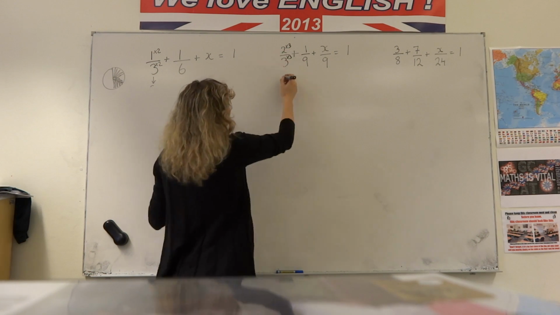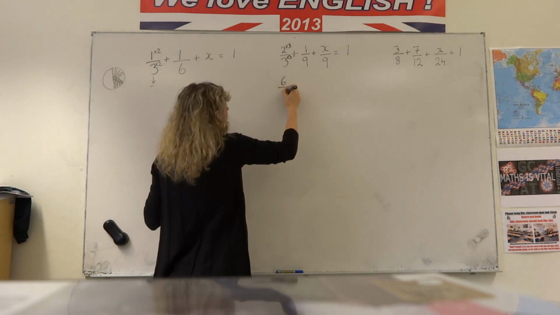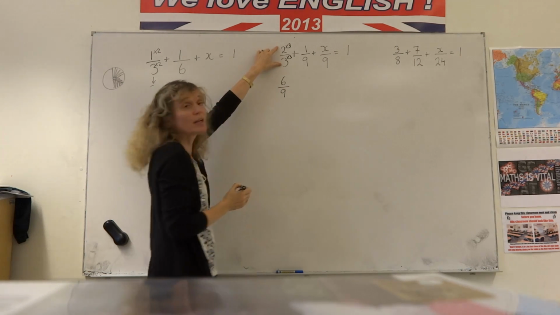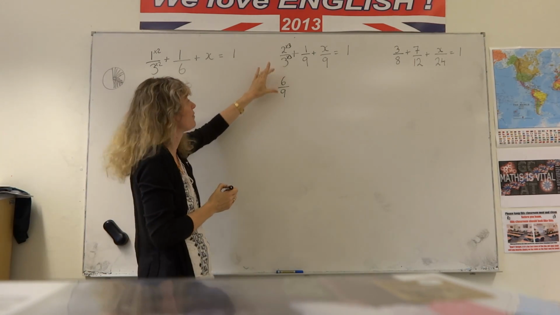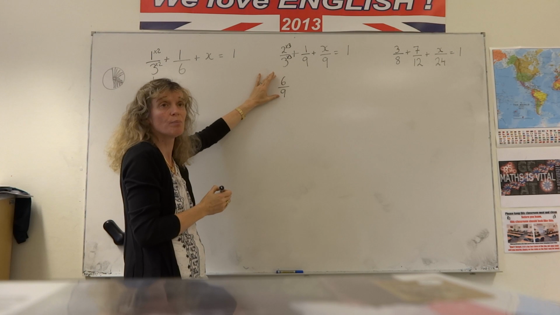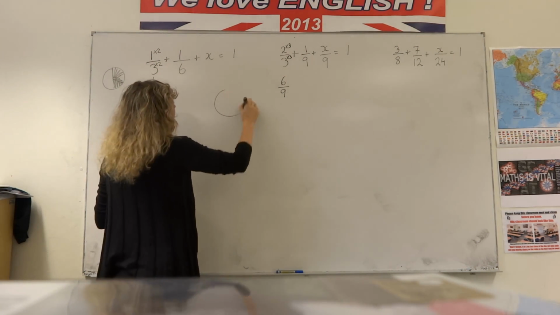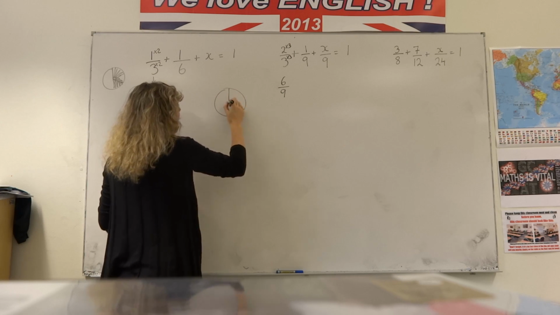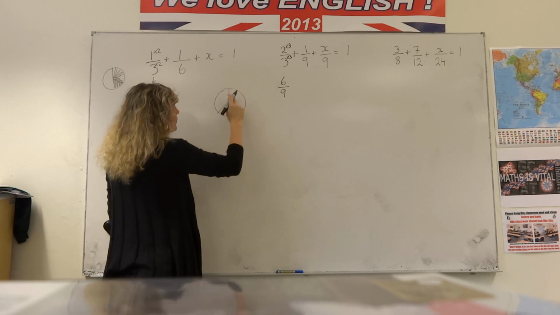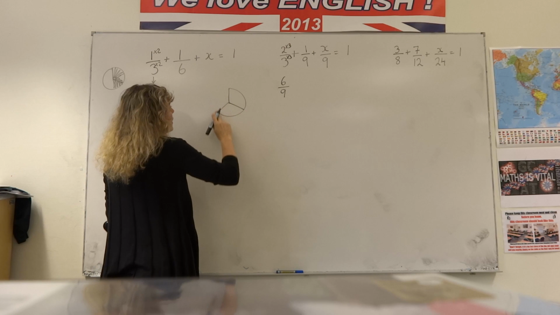2 times 3 is 6. 3 times 3 is 9. So 2/3 is equivalent to exactly the same fraction, 6 ninths. Both of these have the same value. Here's a pizza with 2/3. Okay? And we've taken away this one.